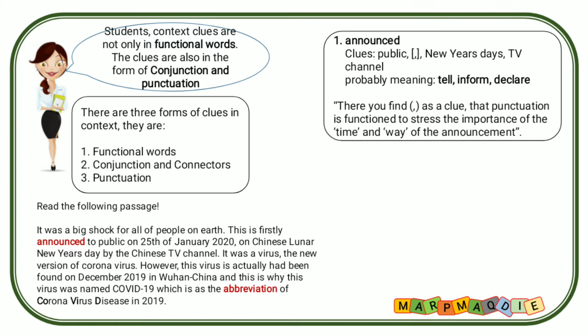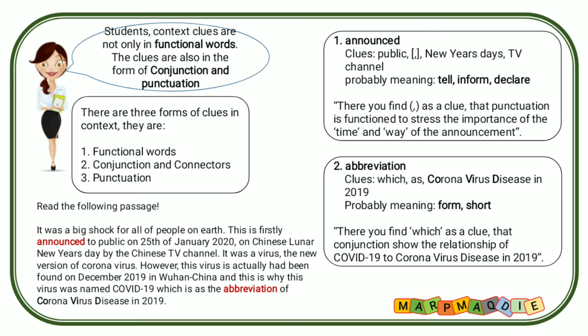The clues around the word announce that you can find are the word public, a conjunction, punctuation of commas, and then also the words New Year's Day and TV channels. From all the words around the word announce, the probable meaning of announce is tell, inform, or declare. So that is the process of how we can define a difficult word by using the clues from the context. The second is the word abbreviations.